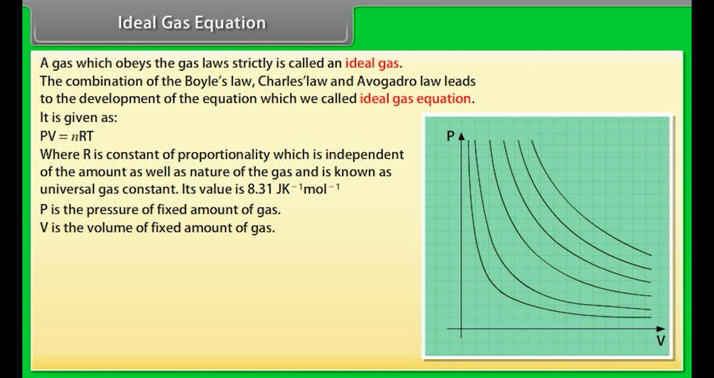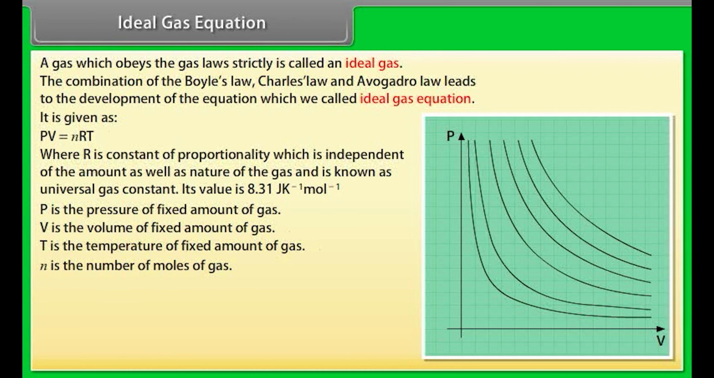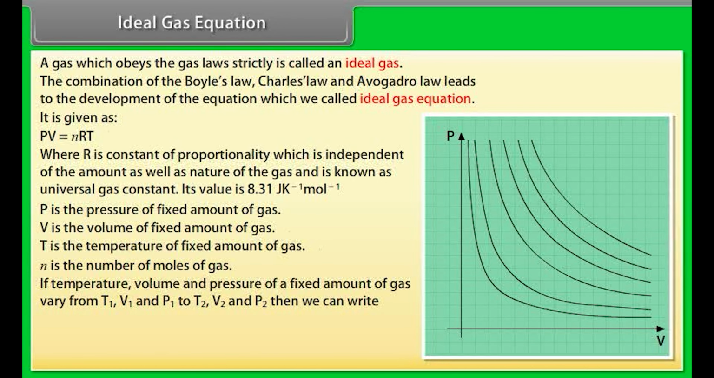V is the volume of fixed amount of gas. T is the temperature of fixed amount of gas. N is the number of moles of gas. If temperature, volume and pressure of a fixed amount of a gas vary from T1, V1 and P1 to T2, V2 and P2, then we can write P1 V1 by T1 is equal to P2 V2 by T2. This equation is called combined gas law.